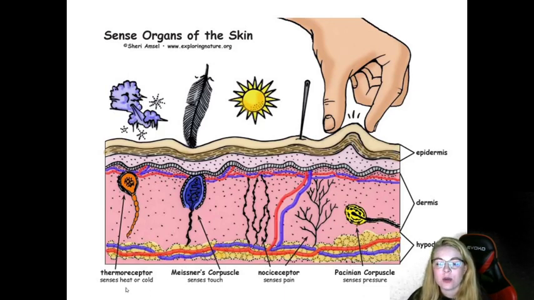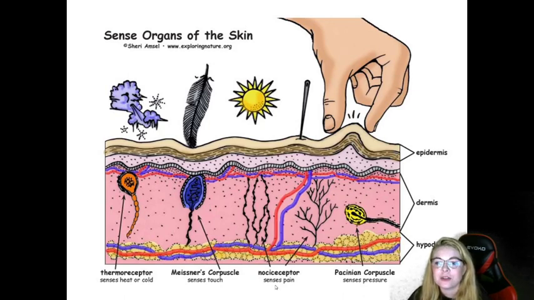And so this is showing you the different types of receptors that you actually have in your skin. So these are those sensory organs that we're talking about when we say that your peripheral nervous system is those nerves and sensory glands. So we have thermoreceptors right here. Those sense heat or cold in your skin. You have Meissner's corpuscles, which are your ability to sense touch. So if this feather is tickling you, this receptor can sense that.